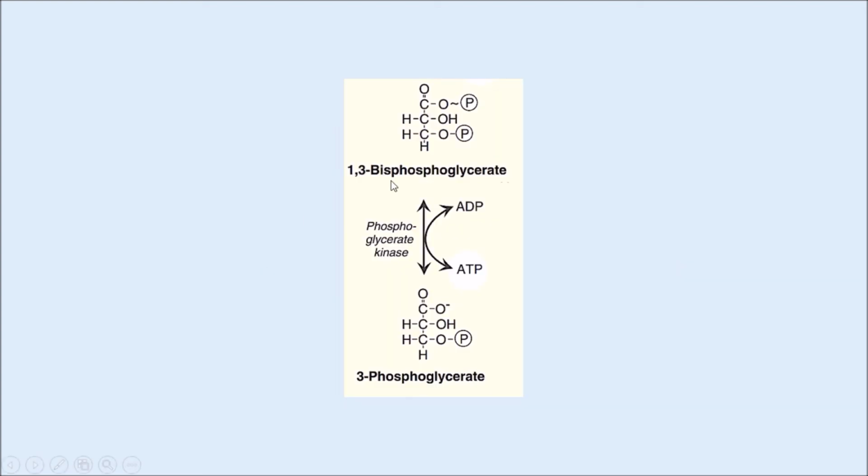So 1,3-bisphosphoglycerate has 2 phosphate groups, one in the third position and another in the first position. This phosphate group makes the whole compound a high energy compound, and when it is converted to 3-phosphoglycerate, sufficient energy is generated, and that energy along with the phosphate group present in this compound is utilized to phosphorylate ADP to form ATP, and the enzyme that catalyzes this reaction is phosphoglycerate kinase.